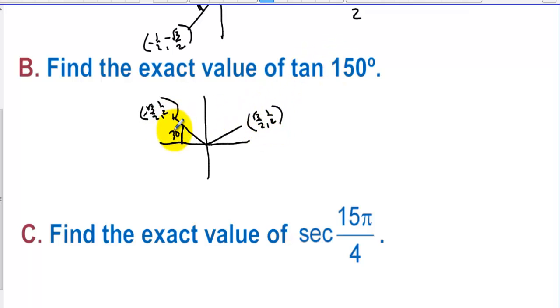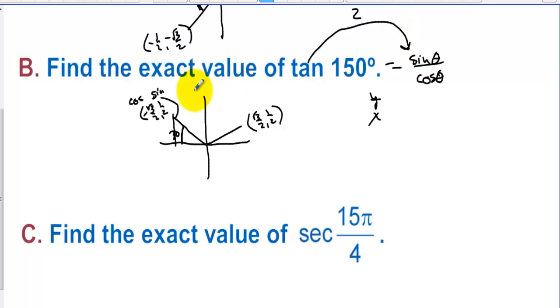Tangent is opposite over adjacent. So the opposite is the y coordinate, over adjacent, the x coordinate. And the x is cosine, and the y is sine, so we really need y over x, opposite over adjacent, which is sine of the angle over cosine of the angle. So tangent is the same as sine over cosine.